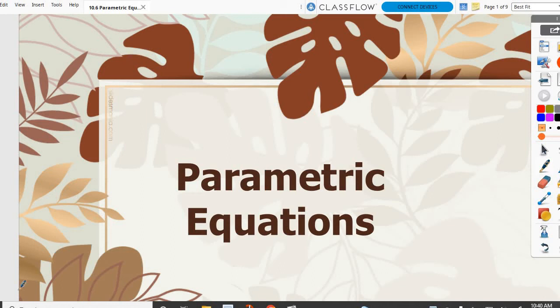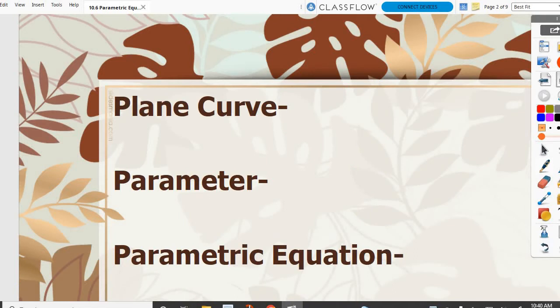So we are starting chapter 10. If you remember, we did the first half of chapter 10 before the break, and that was over conic sections. So this is going to be the second half of chapter 10, which is going to be over parametric and polar equations. Today we're starting in 10.6, and this is parametric equations.